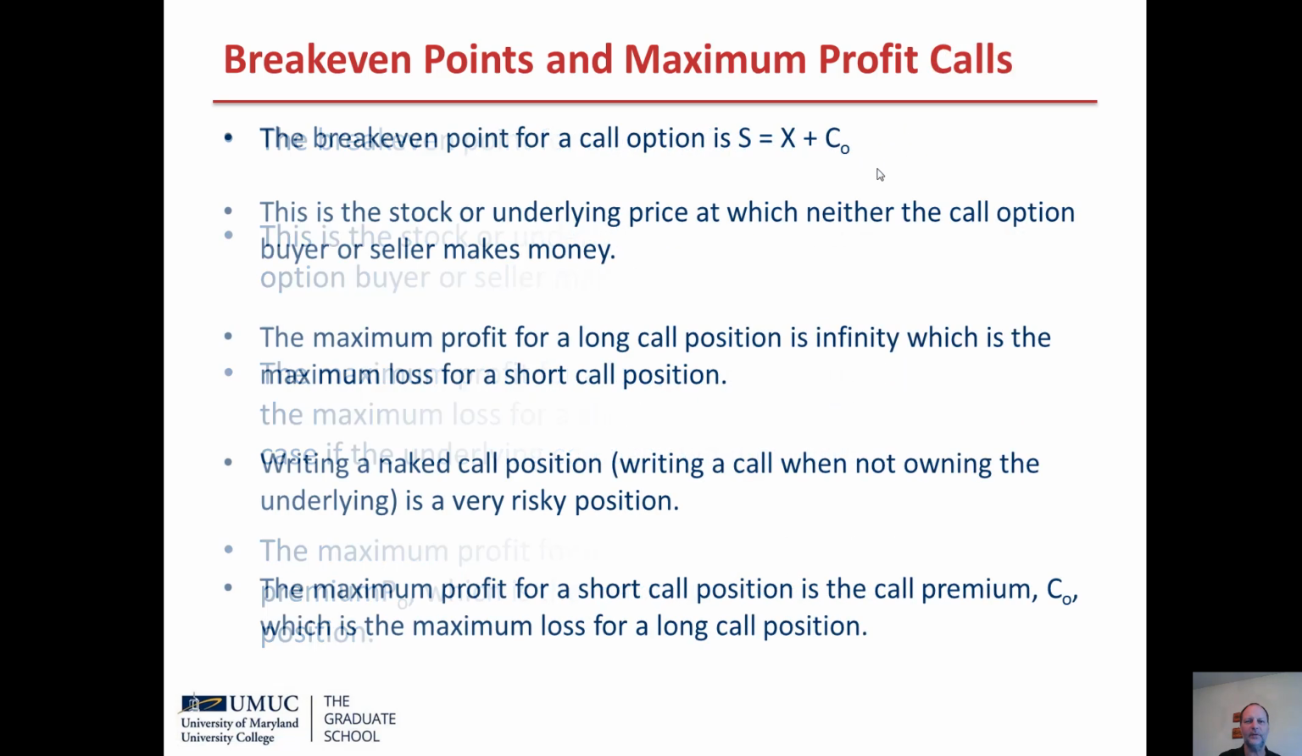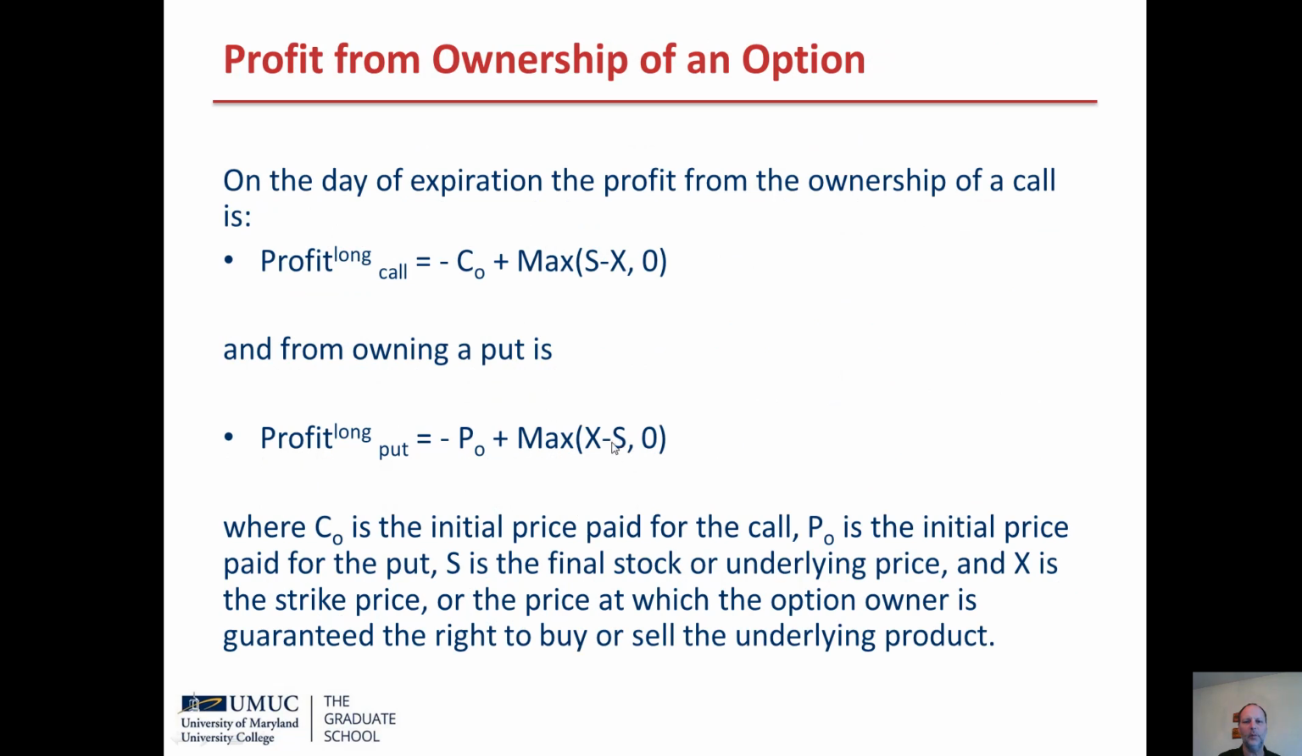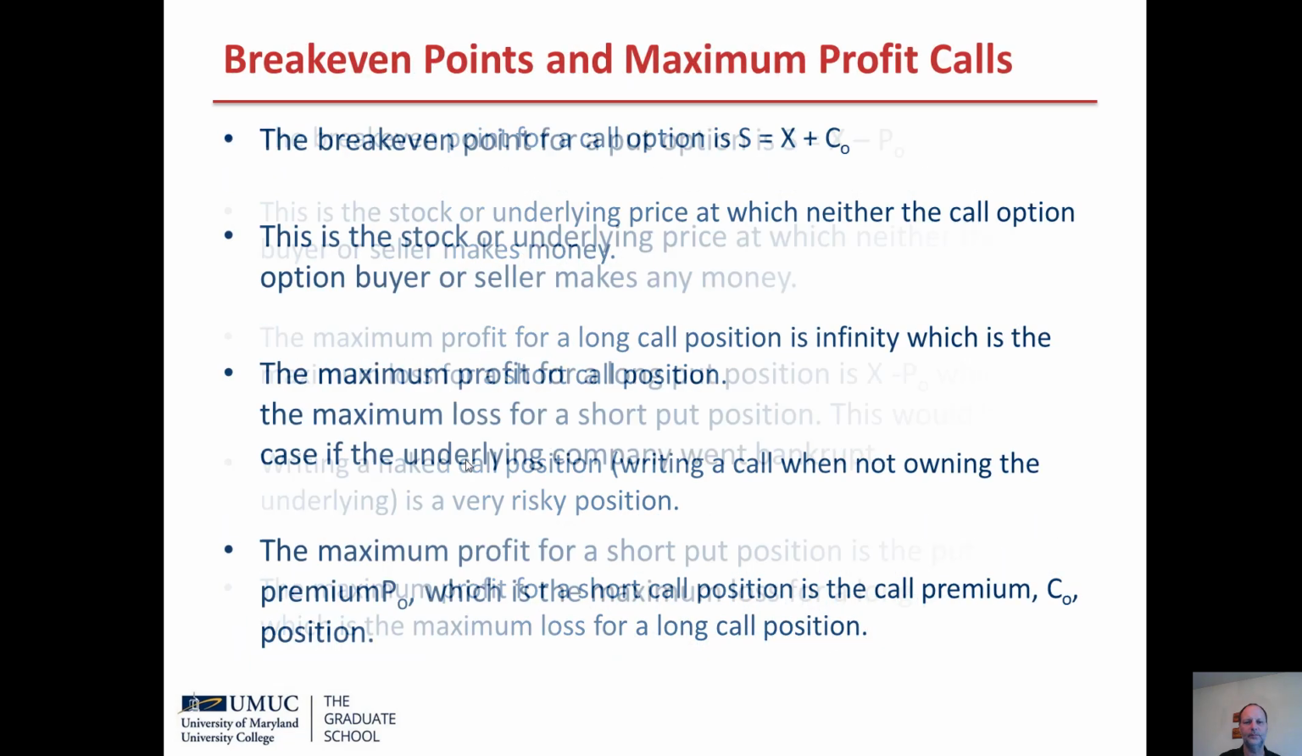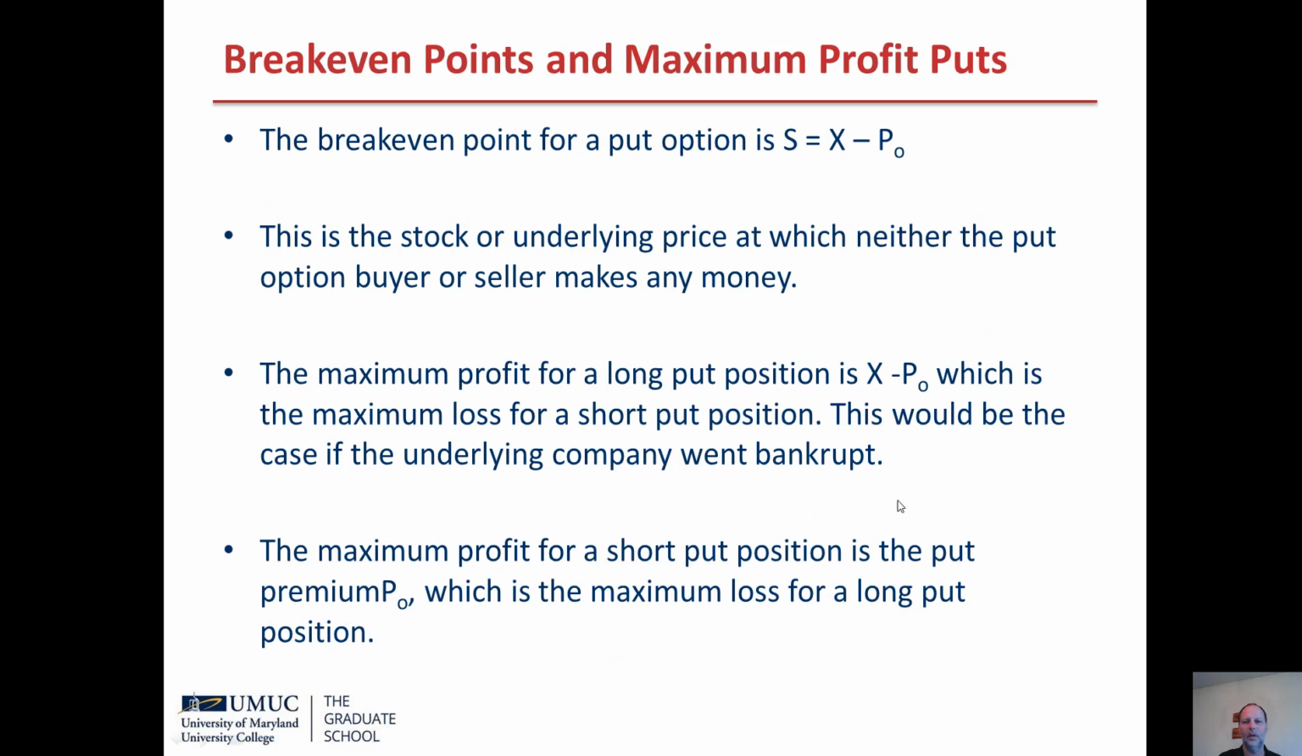The maximum profit for a put is going to be when the company goes bankrupt and S goes to 0, so the maximum long profit is going to be X minus P naught. That then would be the maximum loss for the short put. And the maximum profit for the short put position is also the put premium, P naught. That is obviously what the insurance company would make the most, their premium, nothing beyond that.